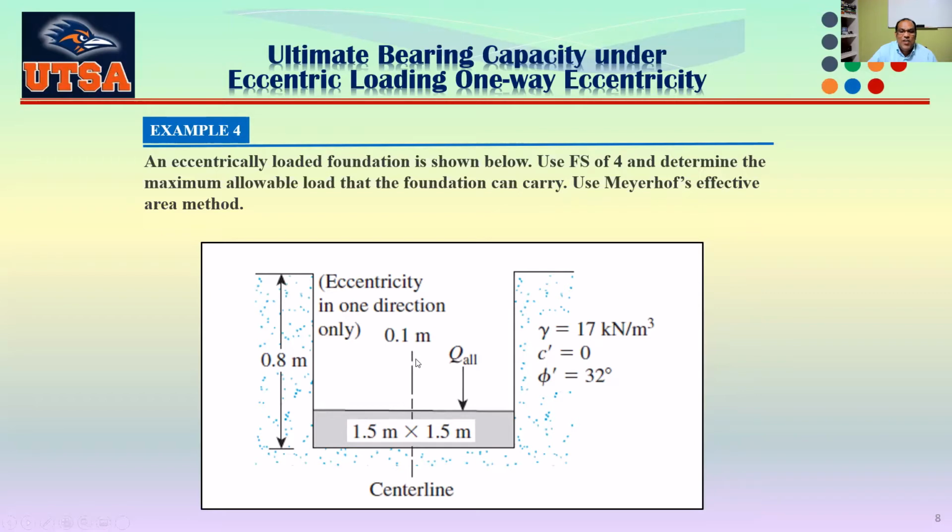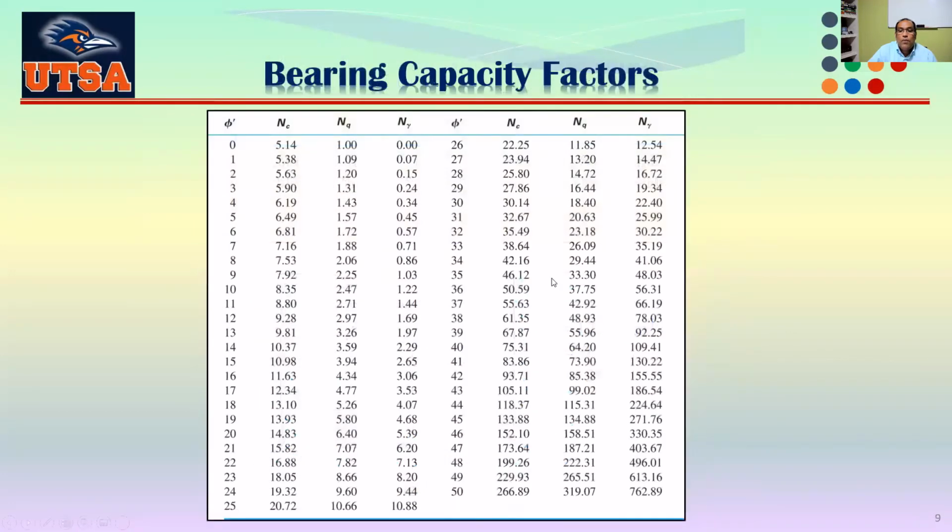Now you can see here, since our phi prime is 32, from this table we can find out the bearing capacity factors before we go to the board. For 32 degrees, we can see our Nc is 35.49, Nq is 23.18, and N gamma is 30.22. So I'm going to use these values to do this problem on the board. Okay, let's go there.